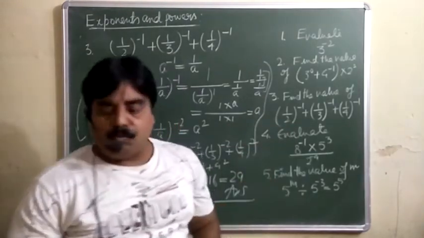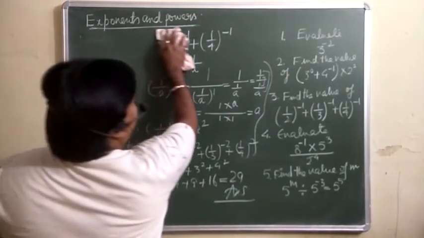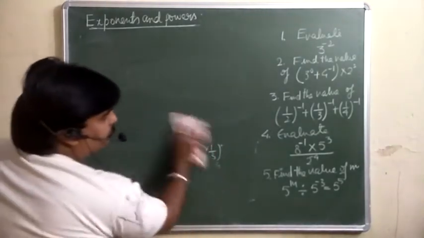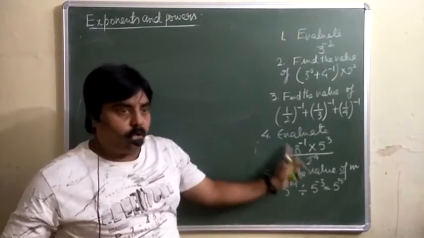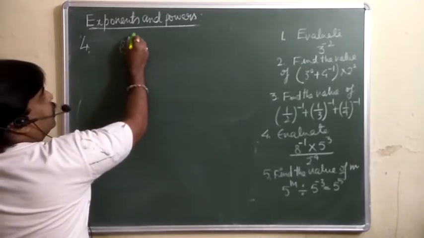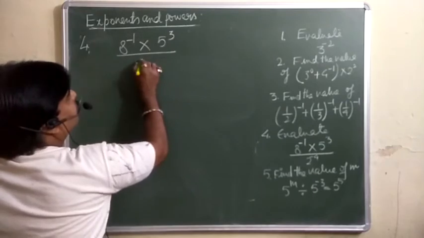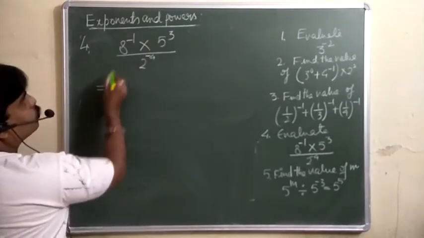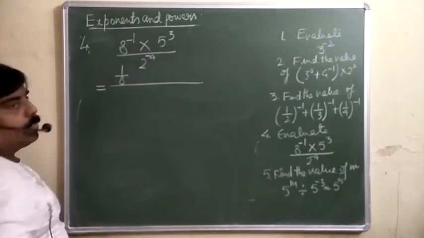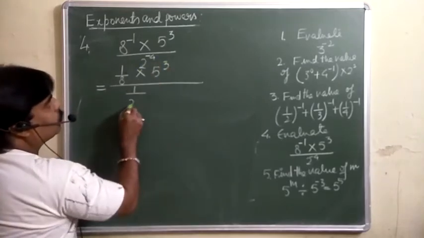Now just take question number 4. So look here now, question number 4. Question number 4 is you want to evaluate, we want to solve this one. So it is 8 raised to power minus 1 into 5 raised to power 3 whole over 2 raised to power minus 4. First we will change this. This is equal to what, 8 raised to power minus 1 means 1 over 8 into 5 raised to power 3, keep as it is. This is also 1 over 2 raised to power 4.